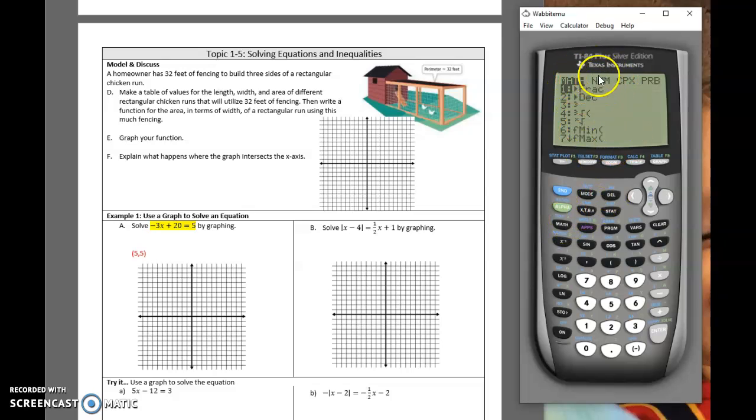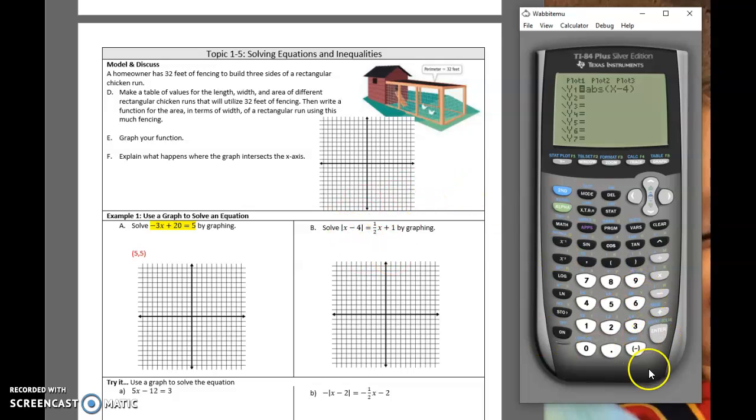So we're going to scroll over from math to NUM. So we get to hit the right arrow right here. And then this one here, abs, is our absolute value. So we can hit enter, or you can hit the number 1, because that's the one we want. And then it's going to say abs, and we want the absolute value of x minus 4. So we're going to do x, again this one here by the alpha button, x minus 4, and then close your parentheses.